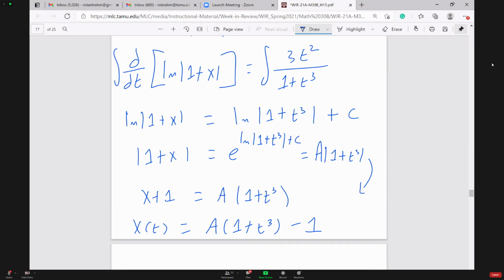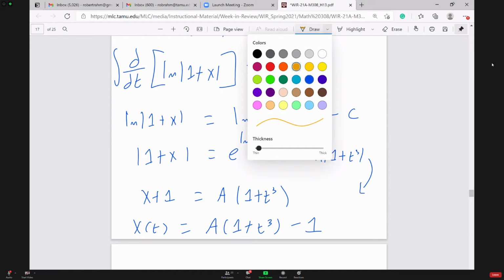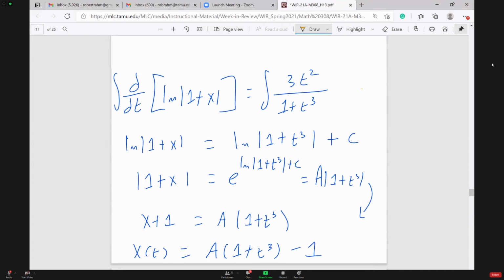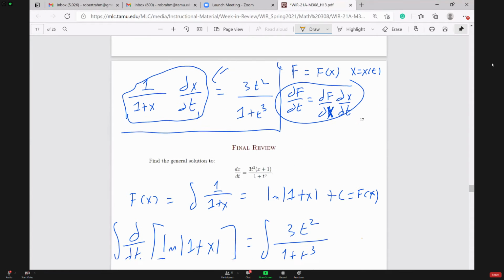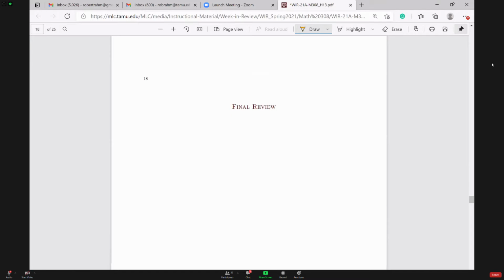Any other questions? So now another way to do this problem that I don't like, but I'll sort of talk about it, is to write this as 1 over x plus 1 dx dt equals 3t squared over 1 plus t cubed. And now we're going to literally move all of the x stuff to one side and t stuff to the other side, meaning we're going to sort of multiply both sides by dt.